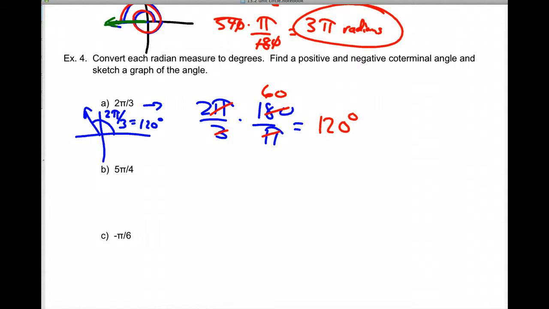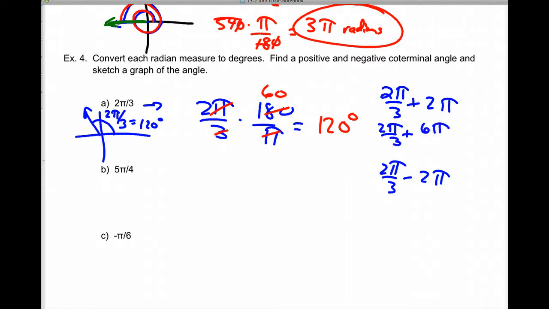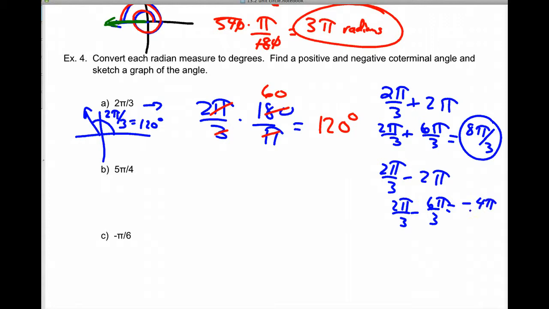Then I said find a positive and negative coterminal angle, and I want you to do that in radians. To do that, you're going to take 2 pi over 3 and add 2 pi, and you're going to take 2 pi over 3 and subtract 2 pi. Couple ways to do that. It seems like throughout the day, most people were going common denominator, so this would be 2 pi over 3 plus 6 pi over 3. 6 over 3 is 2, so that's common denominator. Add those up, you'd get 8 pi over 3. And this one would be 2 pi over 3 minus 6 pi over 3, which would be negative 4 pi over 3.